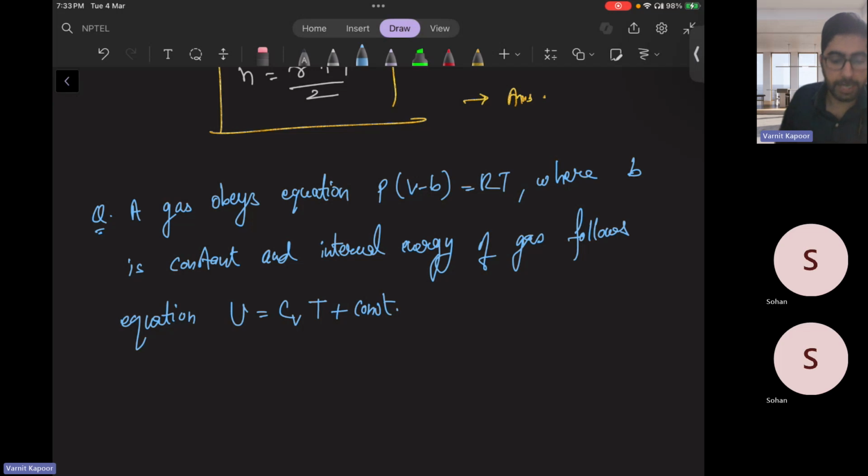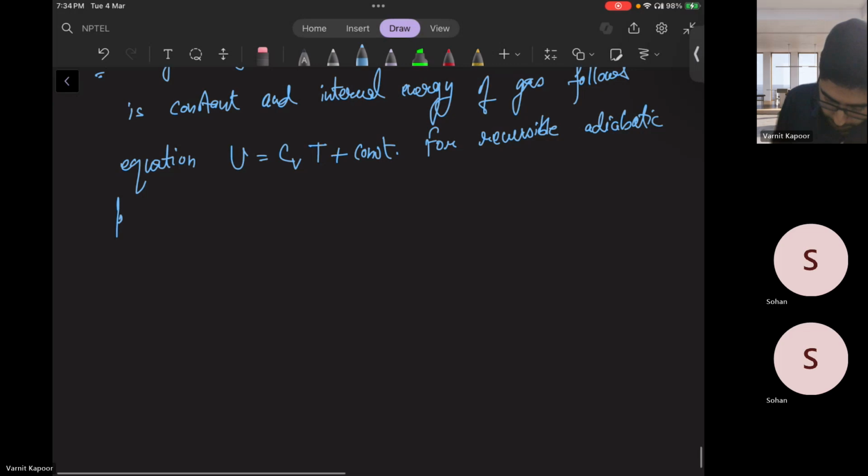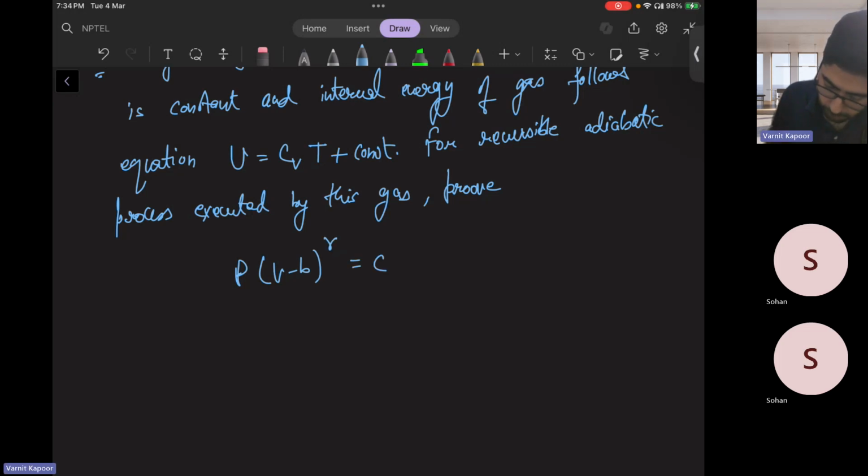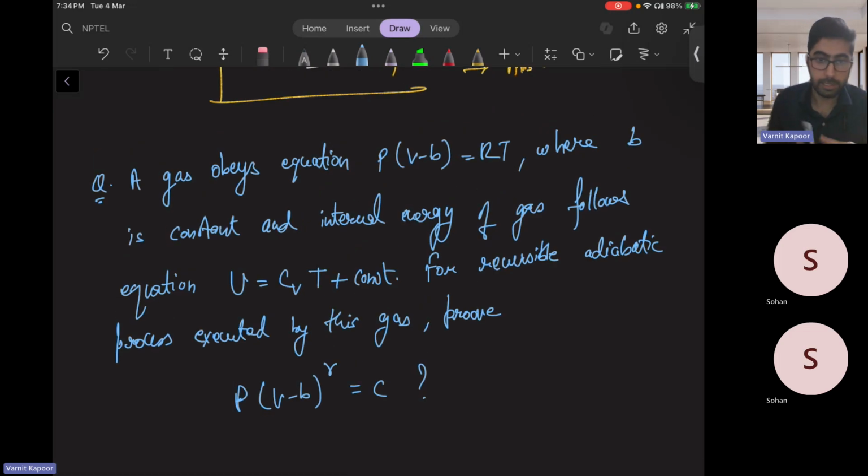Okay. Now for a reversible adiabatic process executed by this gas, you need to prove P into V minus B to the power of gamma is equal to constant. Okay, you need to prove this. This is not an ideal gas, but you need to prove it's P into V minus B to the power of gamma is equal to constant. You need to prove that. It's a pretty simple question, not that hard. Take your time and solve.